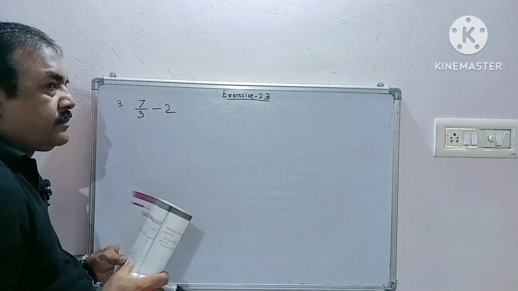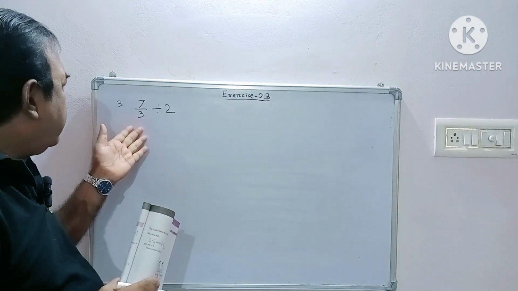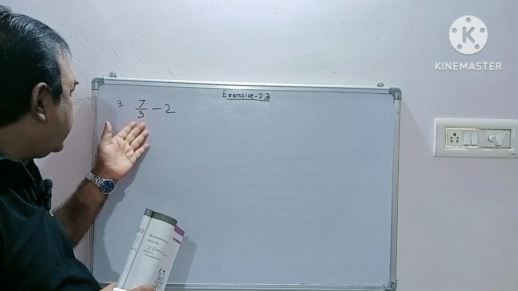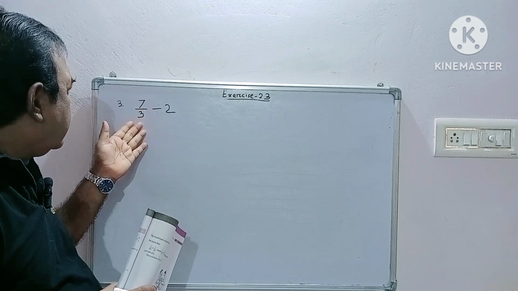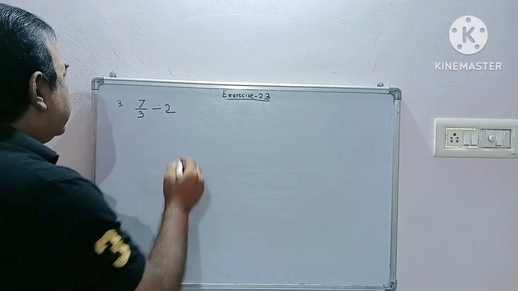You will see what we are doing. Previously, the dividend was a whole number and the divisor was a fraction. Now the fraction is the dividend and the divisor is a whole number. So what will you do here? Very simple.